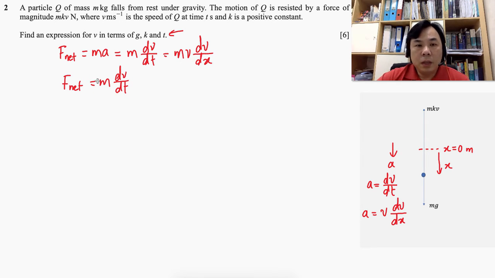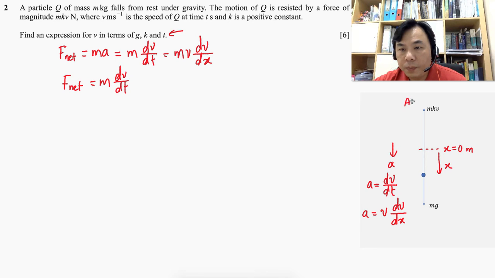Now that is the right hand expression. Now the left hand expression, as I explained before, must deal with the physical forces that are acting on the particle at that instant of time. So the forces are the weight and the air resistance. So the air resistance is here.